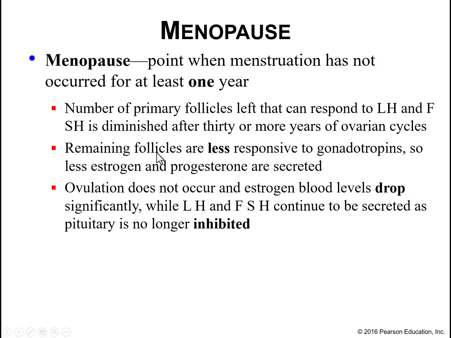At the end of our cycling, we have menopause. So that's where we stop menstruating for at least a year. Your number of primary follicles left cannot respond to LH and FSH. The remaining follicles are less responsive to gonadotropins, so less estrogens and progesterones. And then ovulation does not occur. And when ovulation does not occur, then we stop cycling.